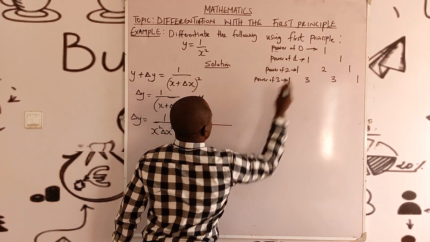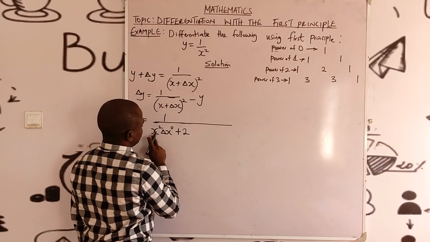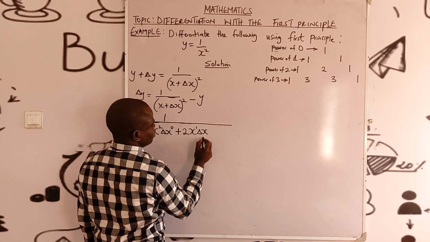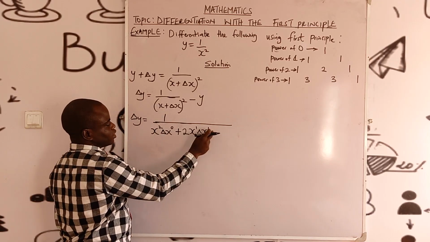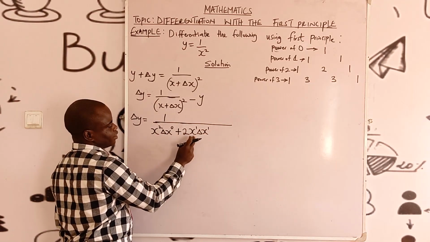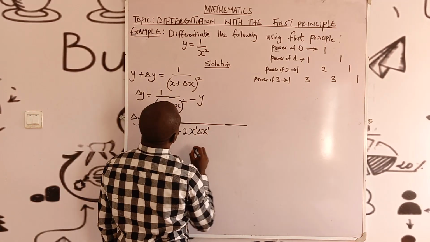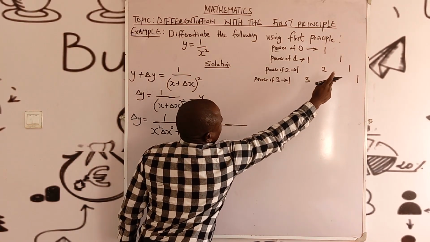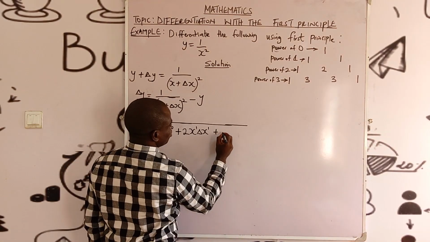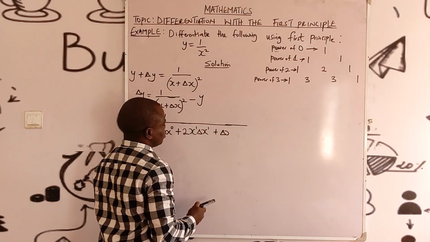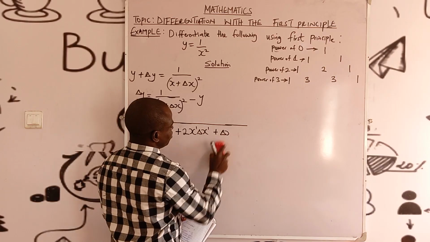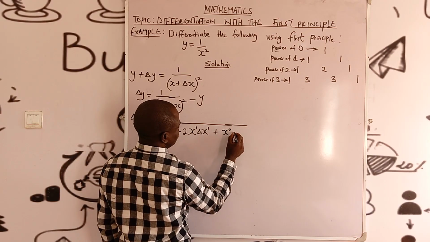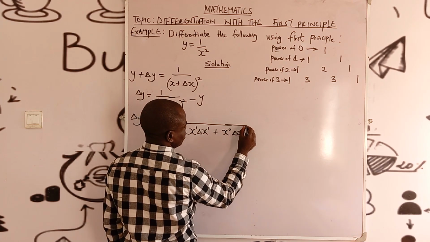Plus, come here, 2. This x will now be x raised to power 1. See that the x is increasing as x is decreasing. That's the rule. Plus 1, this one, but you don't put it. I'll show you something. What you need to write, just write this x squared.